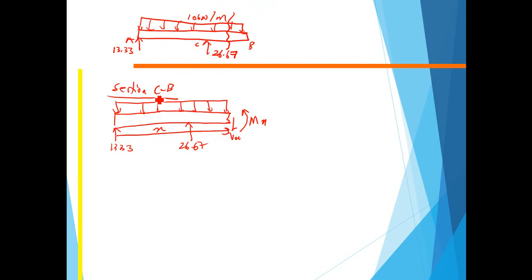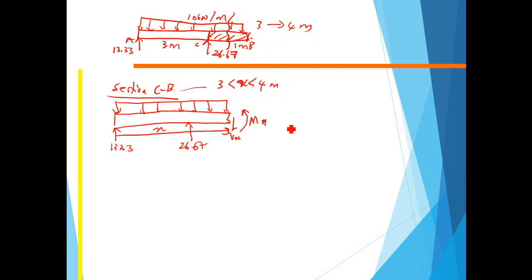Okay, so for section CB, the distance x is valid from 3 to 4. Because this is 3, this is 1 meter. So CB here is from 3 meter to 4 meter. Okay, 3 meter to 4 meter. So that's why the x is only valid for 3 to 4 meter.